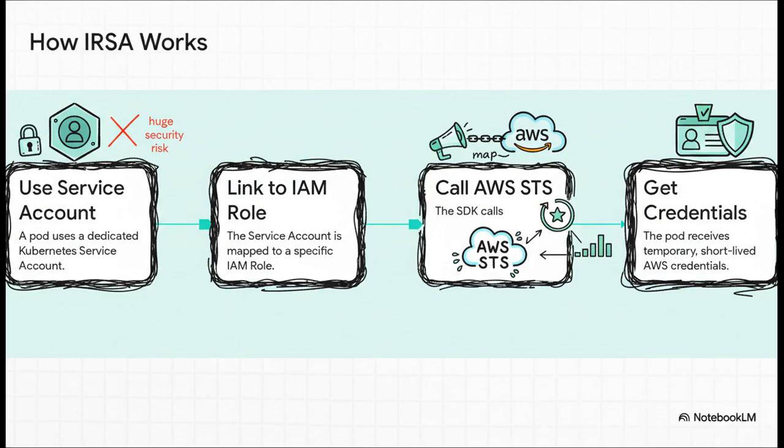Now, here's how it works, and it's pretty slick. Instead of stuffing secret keys inside your container, which is a huge security no-no, the pod gets a special Kubernetes service account. You link that account to a specific IAM role. Then the AWS tools inside your container do this clever handshake to trade a token for temporary, short-lived AWS credentials. It's beautiful, it's secure, and it's the right way to do it.